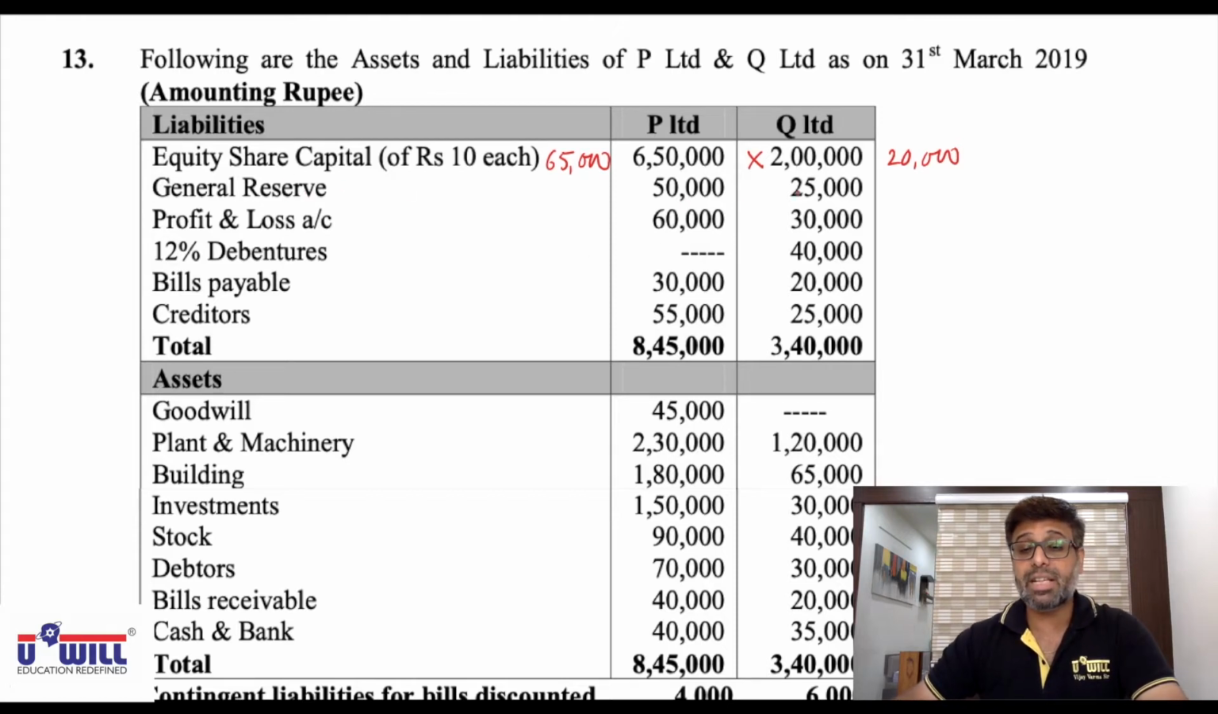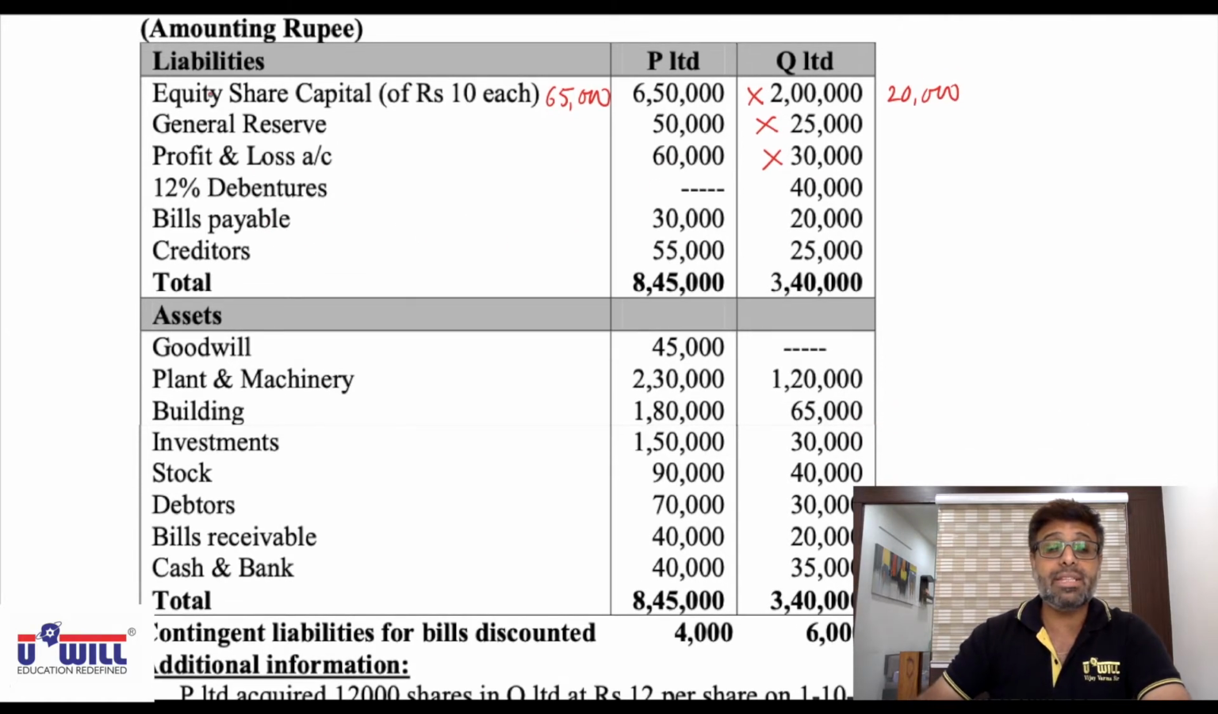Even general reserve 50,000 and 25,000, put a cross on 25,000 of Q Limited. Only P Limited's amount will come in the consolidated balance sheet. Profit and loss account, also put a cross on 30,000 of Q Limited. Only 60,000 will come in the consolidated balance sheet. 12% debentures. This equity share capital will come in share capital. General reserve and P&L account will come in reserves and surplus. 12% debentures will come in long-term borrowings. It will get consolidated. Only 40,000 of Q Limited is there. Bills payable and creditors will come in trade payables.